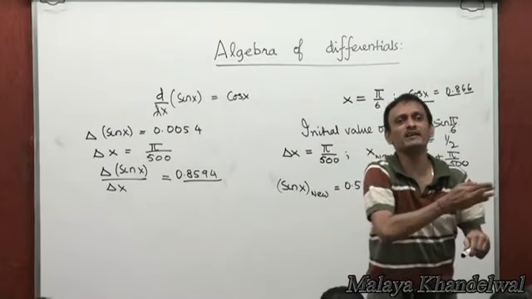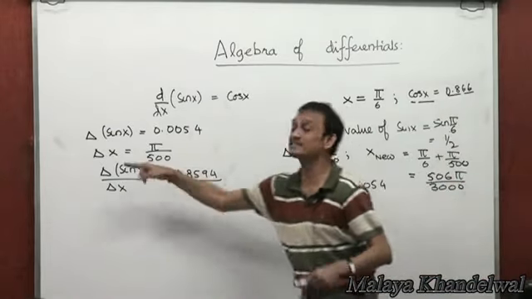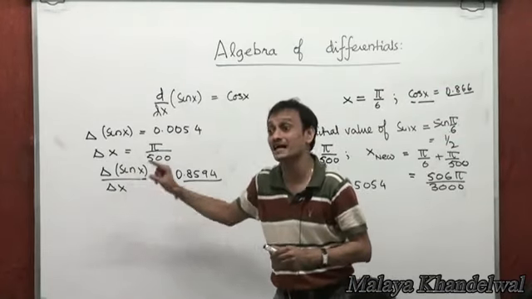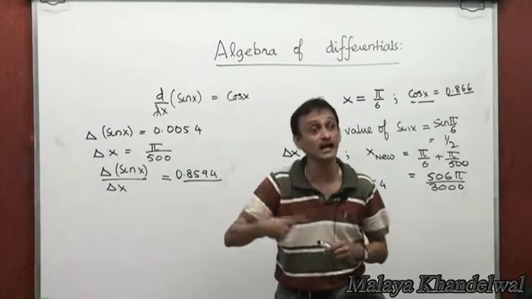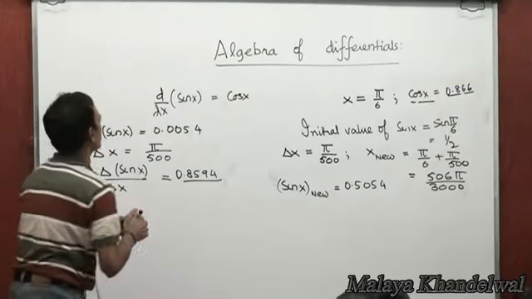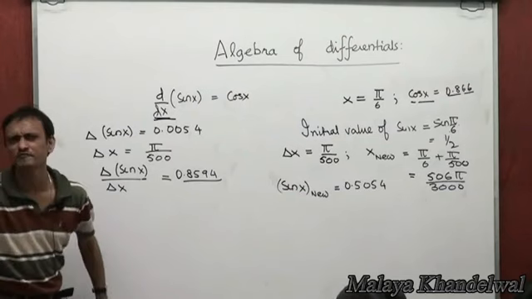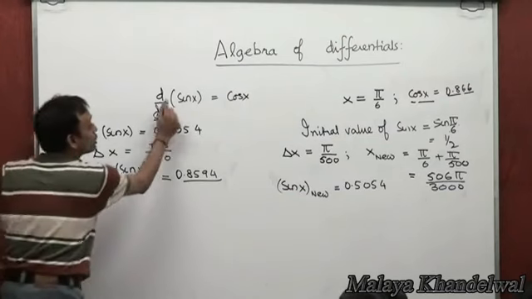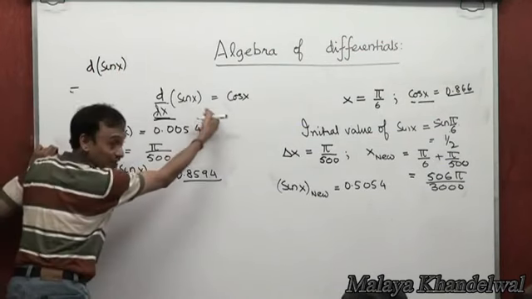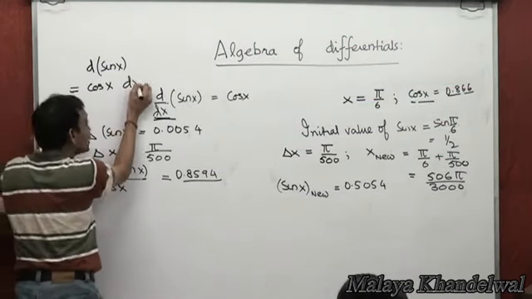And eventually, when delta x is made as small as you can imagine, then that delta x is written as dx. And the change in sin x is not written as delta sin x, it is written as d of sin x. That means when the change in x is really small, infinitesimally small, call it dx. Then the change in sin x, which is also really small, is d of sin x. The change in sin x is cos of the original value of x into the change in x.